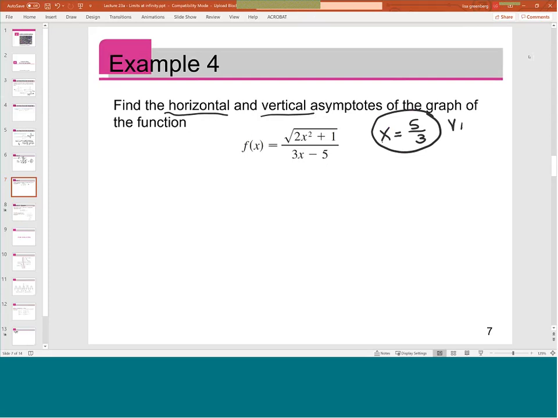Agreed? Yes. Good. So now let's look. Here's my vertical asymptote. It's at 5/3. Now, do I have any zeros in this function? What I mean by that is, is there any place where the numerator equals 0, because that would be 0 over something, which would make it 0, right? So can the numerator equal 0? Yes, the numerator can equal 0. What value of x gives me 0 in the numerator?